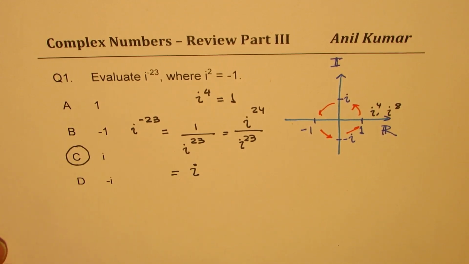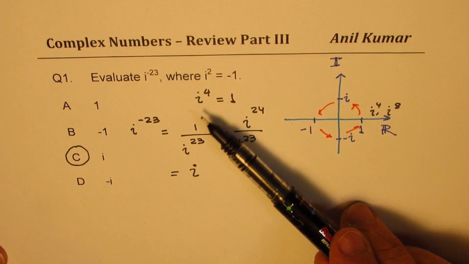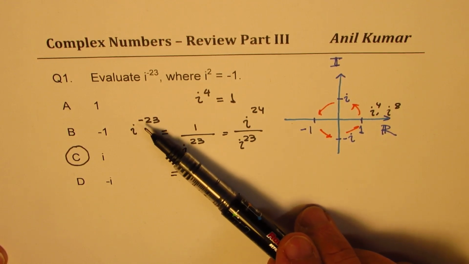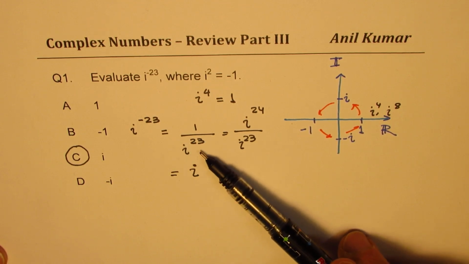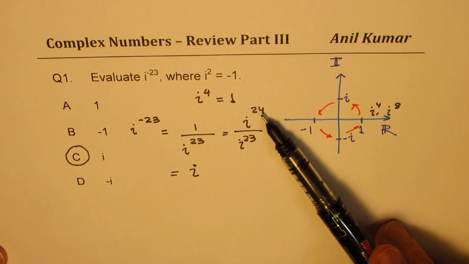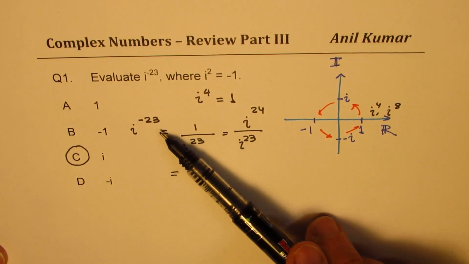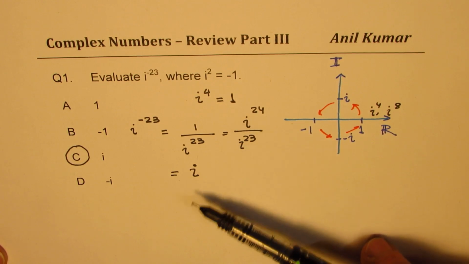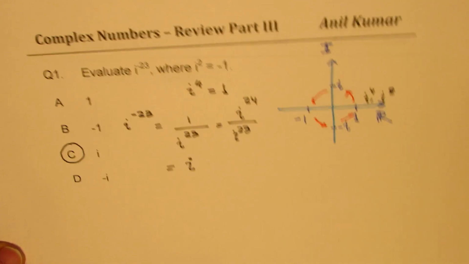So in your multiple choice question, I'd like you to practice with this approach, especially for negative exponents. You could write this as 1 over i to the power 23. 1 could be written as i to the power of a multiple of 4, closest to the one given to you, 24 in this case, and then you get your answer straight away. So I hope that helps.